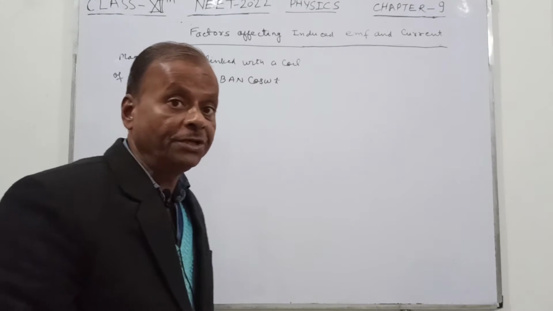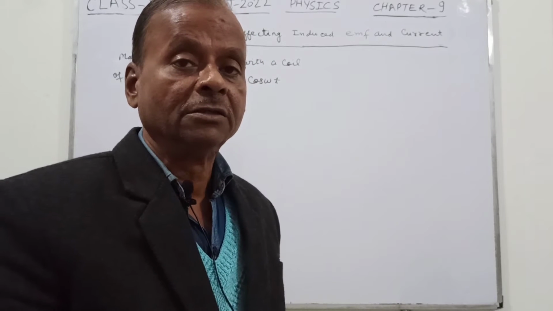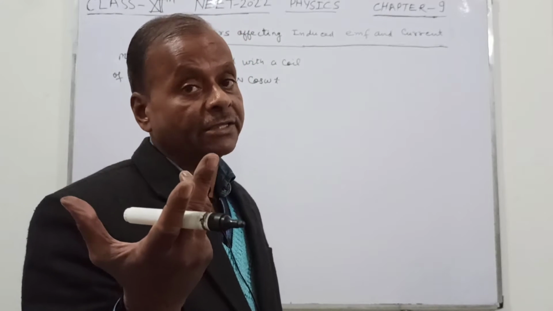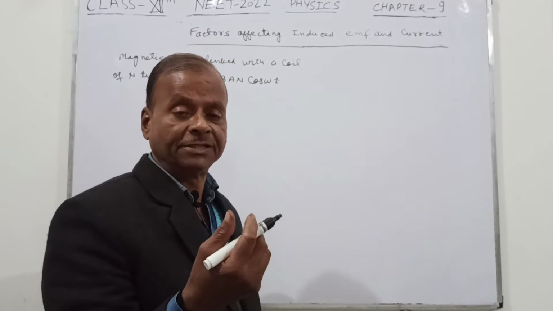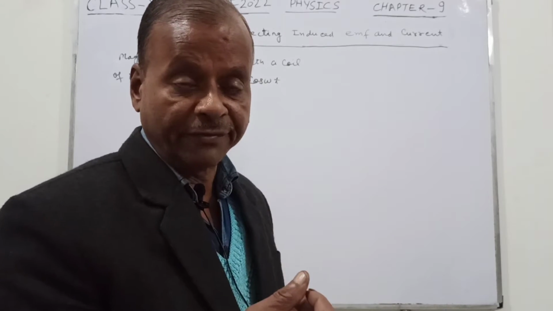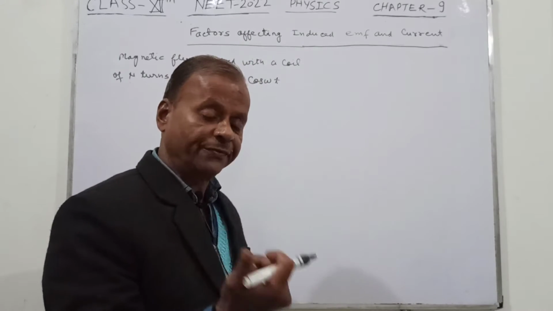Phi equal to BA cos theta. So in place of theta we can write this omega, the angular velocity. The magnetic flux can be changed in either way: by changing the magnetic field, area, number of turns, and by rotating the closed surface.